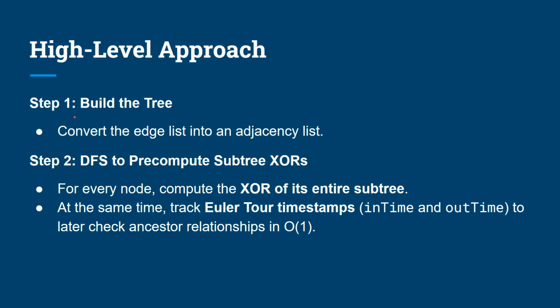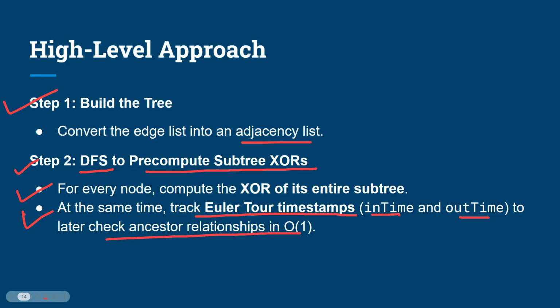So what is our high level approach? Very first, we will build the tree, meaning we convert the given edges into an adjacency list. You know how to do that in a binary tree or in a graph. Similarly, in step 2, we create a DFS to pre-compute the subtree XOR. For every node we compute the XOR of its entire subtree. At the same time, we track the Euler tour timestamps, in time and out time, and later check the ancestor relationship in O(1). So you can understand what the Euler tour timestamp is.